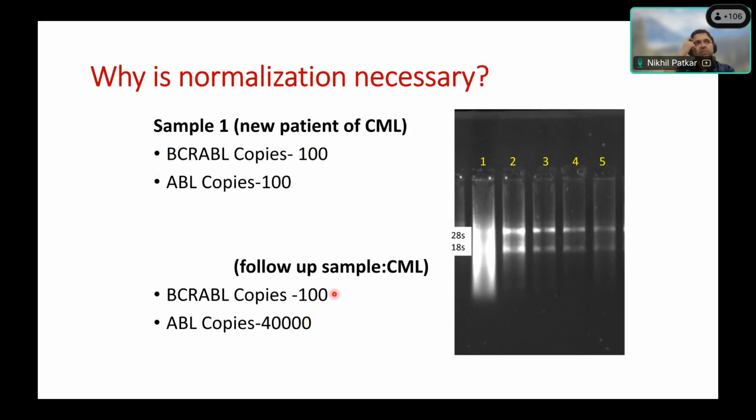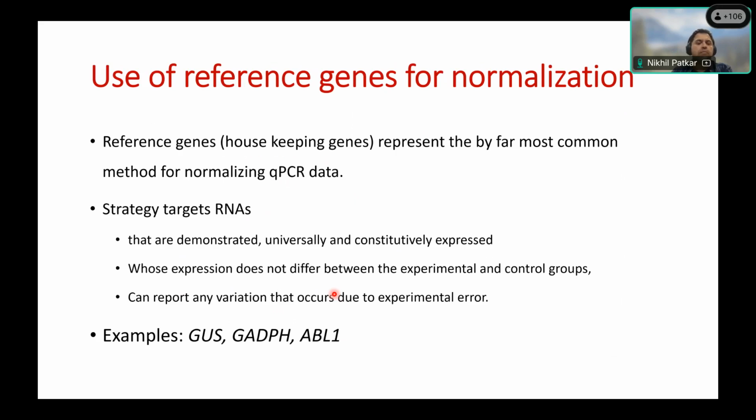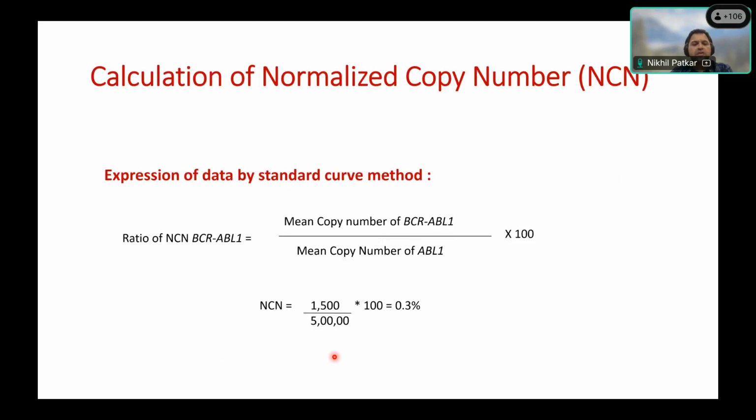So reference genes are used for normalization, using genes such as GUS, GAPDH, and ABL1. This is how normalized copy number is calculated. It is done by dividing the mean copy number of the target gene by the mean copy number of the ABL1 gene, multiplied by 100, which gives you the normalized copy number.